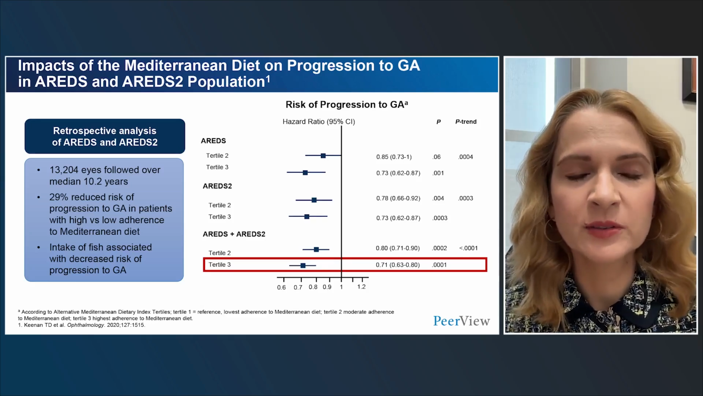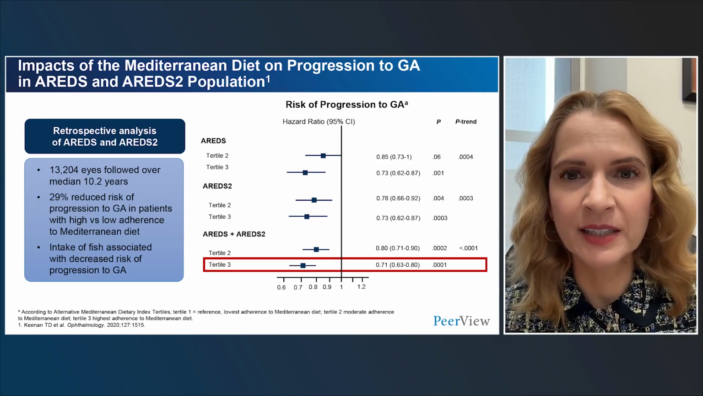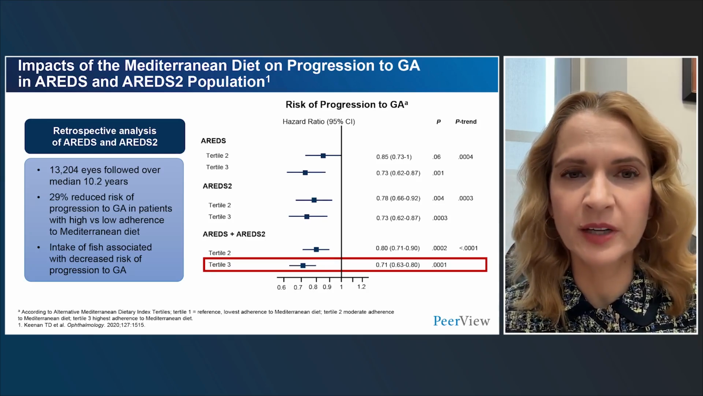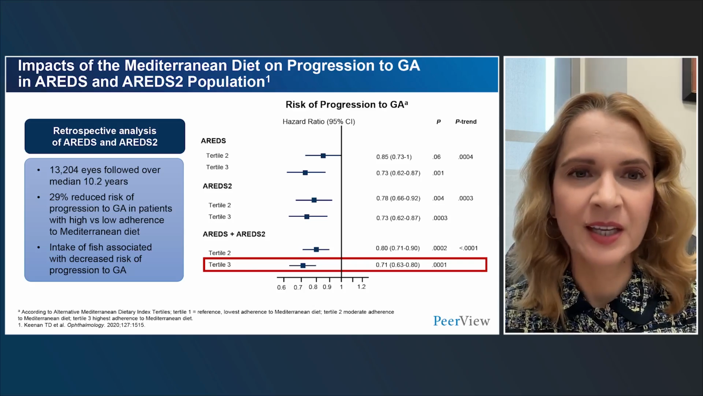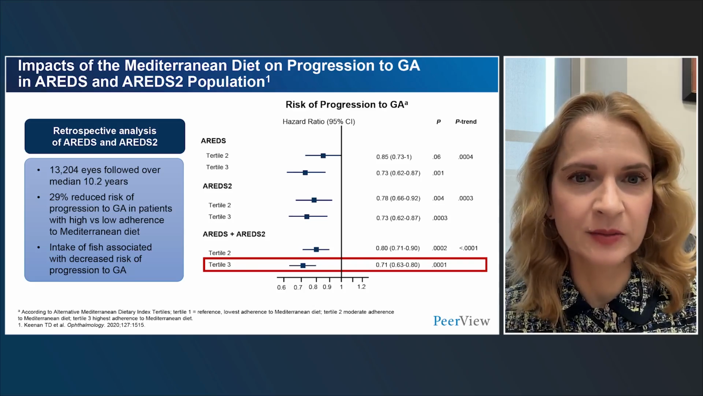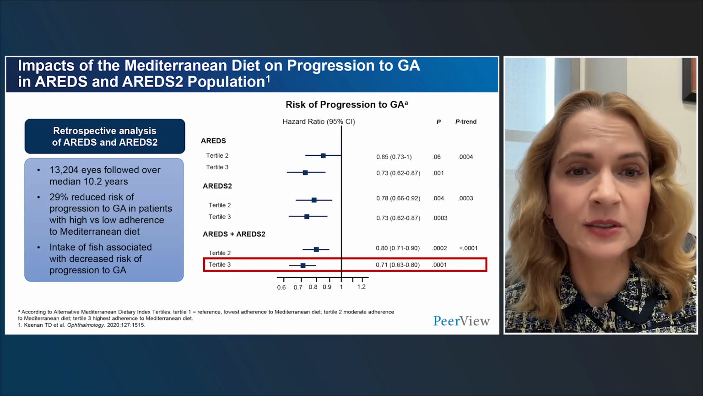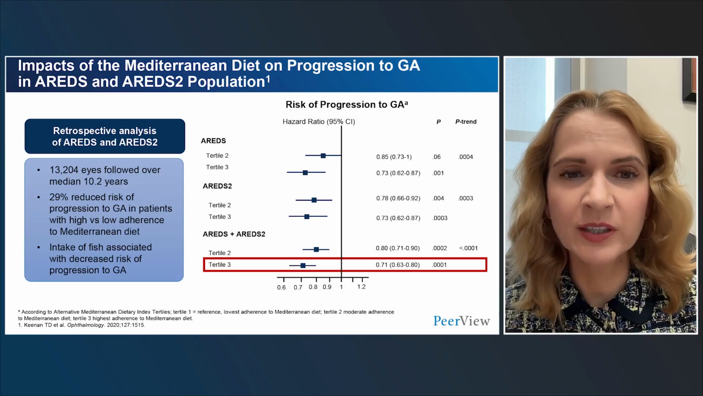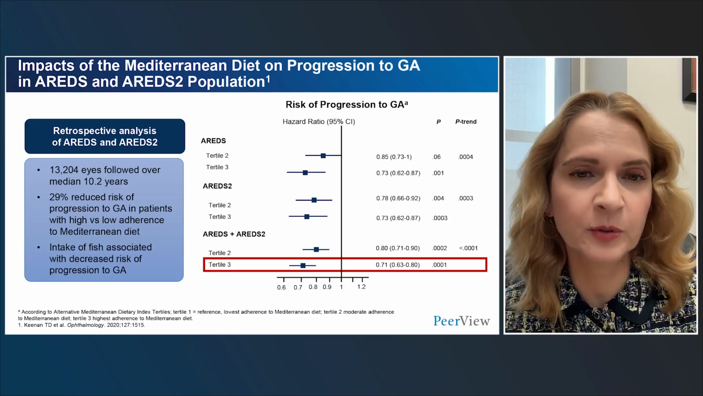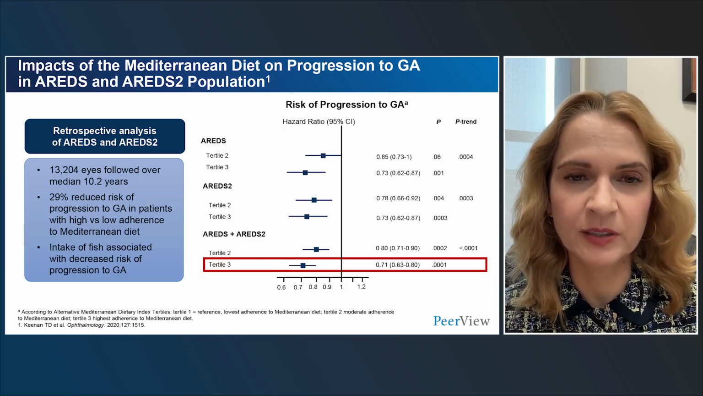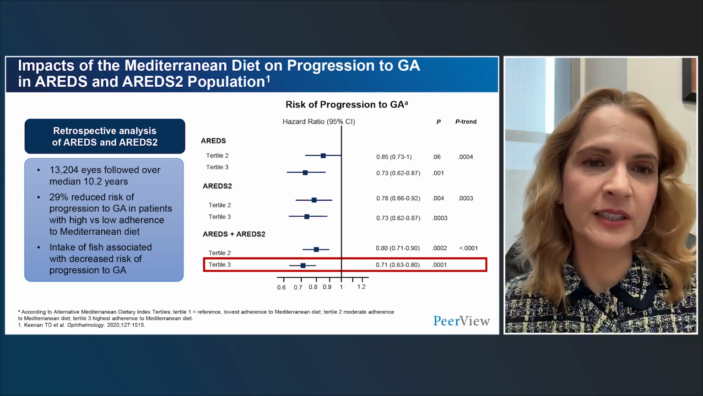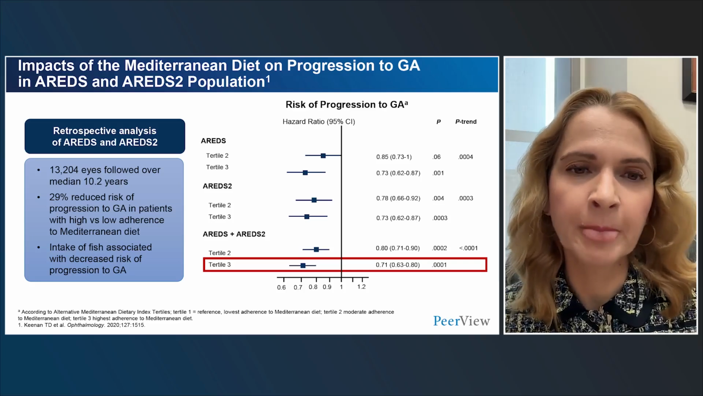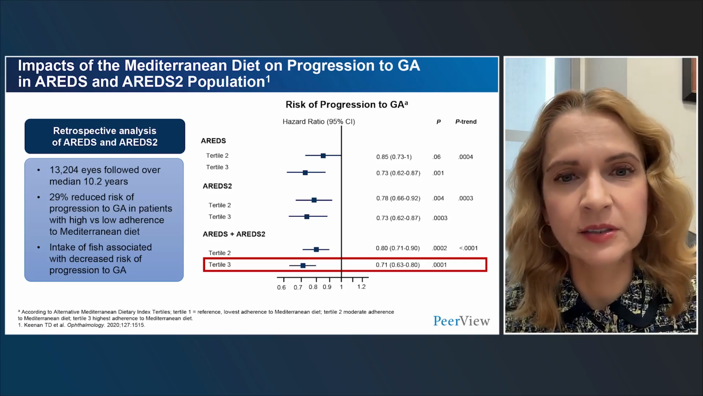We have newer data on the Mediterranean diet and how it impacts progression to geographic atrophy, also from the AREDS and the AREDS 2 studies. Based on a retrospective analysis of these studies, in 13,000 eyes that were followed over a median of 10.2 years, we have seen a significantly reduced risk of progression to GA in patients on Mediterranean diet. Specifically, there was a 29% reduction in risk of progression to GA in patients with high versus low adherence to a Mediterranean diet.